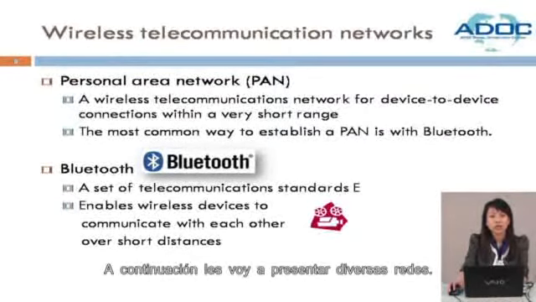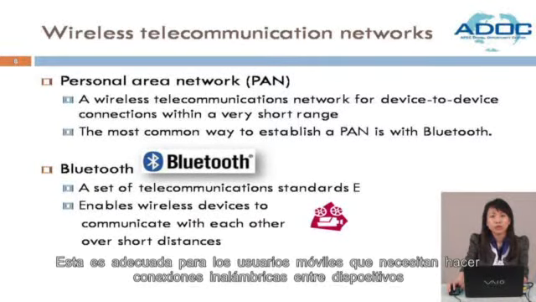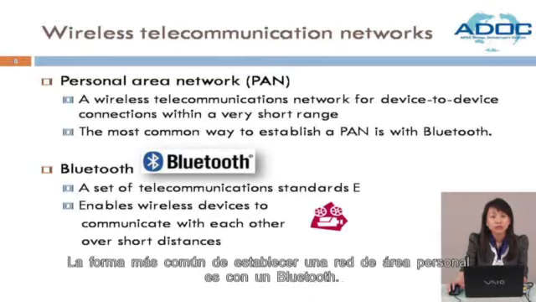Here I'm going to introduce various networks. The first is Personal Area Network. It is suitable for mobile users who need to make very short-range device-to-device wireless connections within a small space such as a single room. The most common way to establish a personal area network is with Bluetooth.